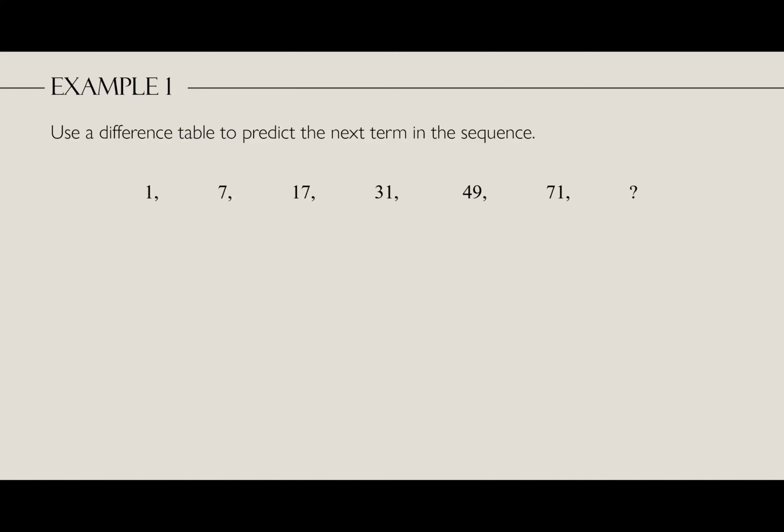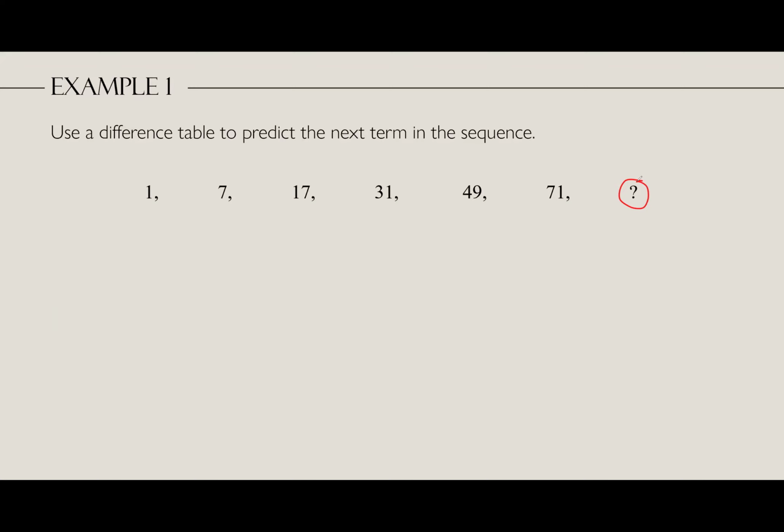So let's look at what we have here for example 1. Use a difference table to predict the next term in the sequence. And here I have them nice and spaced out, just so that we have enough room. I have 1, 7, 17, 31, 49, 71. And I want to figure out what's going on next after 71. So for this difference table, I am quite literally going to see what's the difference from one number to the next.